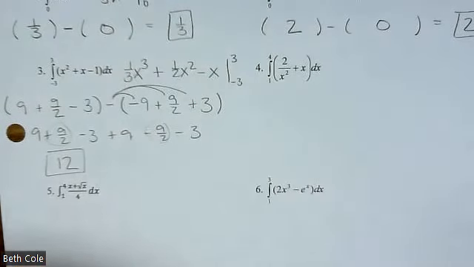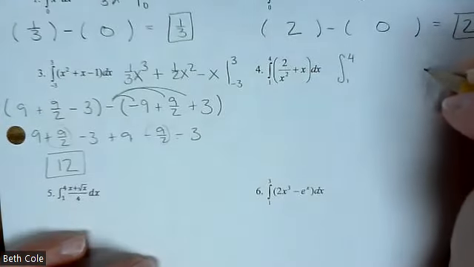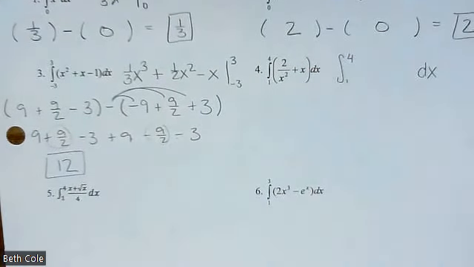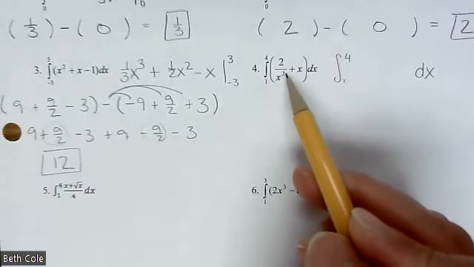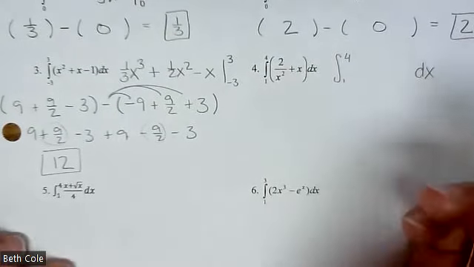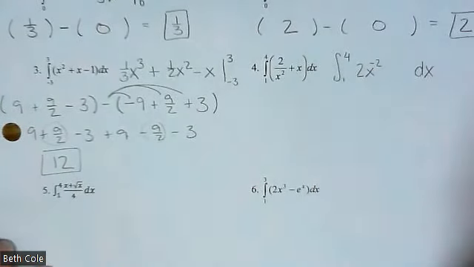I'm going to need to rewrite this first before I do the problem. So I'm going to leave my integral symbol and my dx. I'm not doing the problem yet. I'm just going to rewrite it. How would you rewrite 2 over x squared? Good. 2x to the -2, and then we've got plus x.